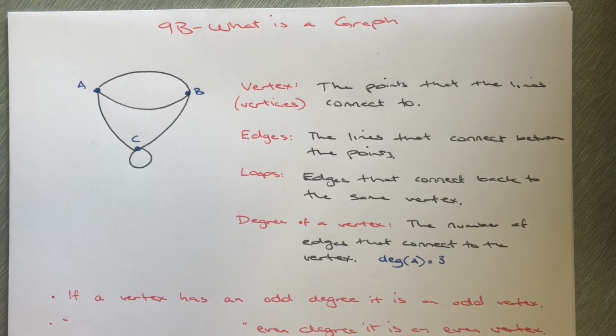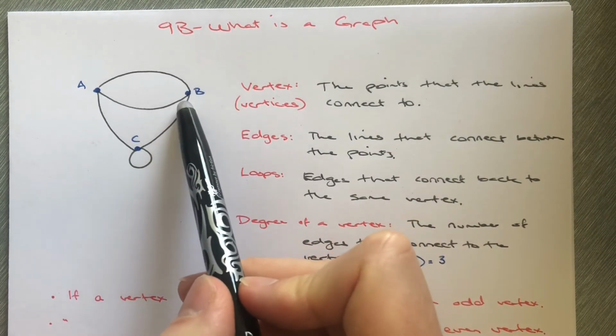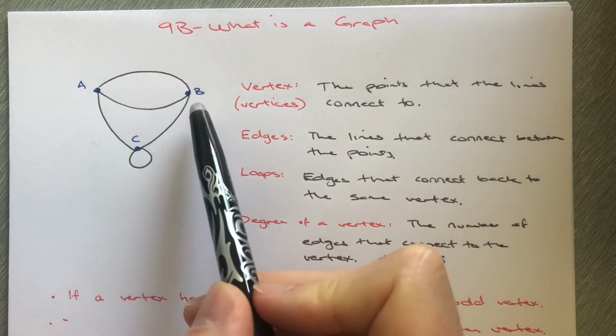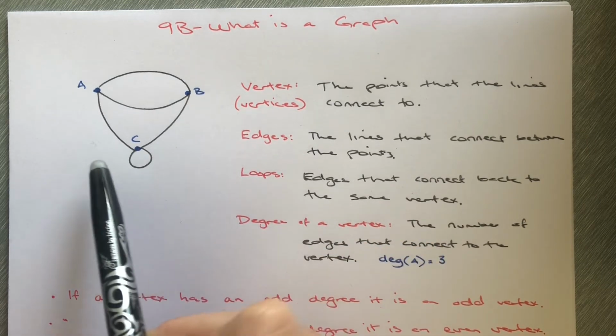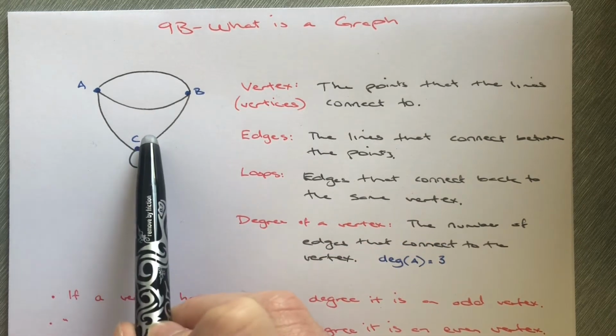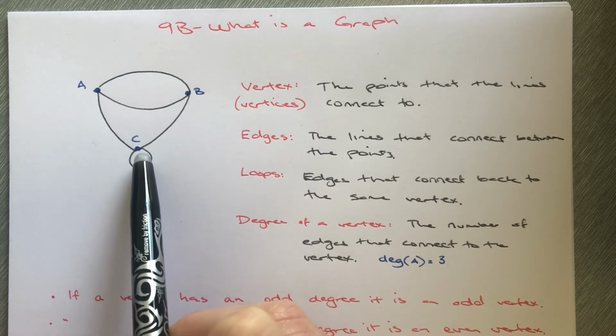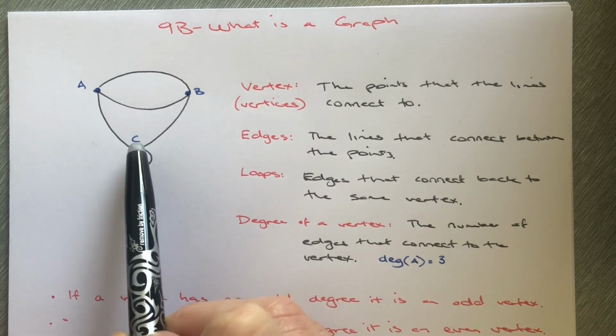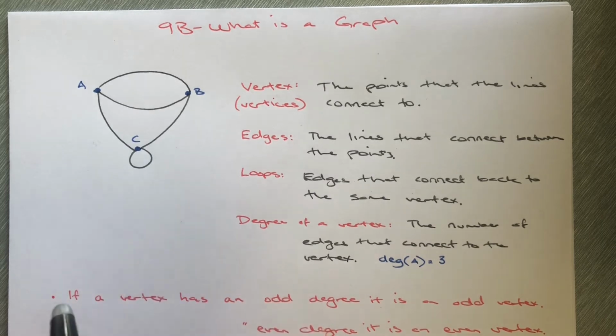Same thing with B. If we have a look at B, we can see that there's 1, 2, 3 edges connecting into it. So that would have a degree of 3. With C, we've got 1 going in, 2 going in, another one going in there, and even though it's the same one, another one going in there. So this one, C, actually has a degree of 4.